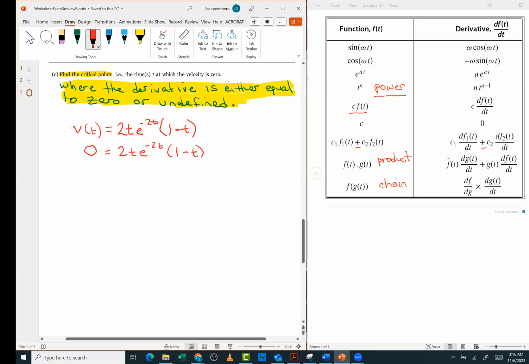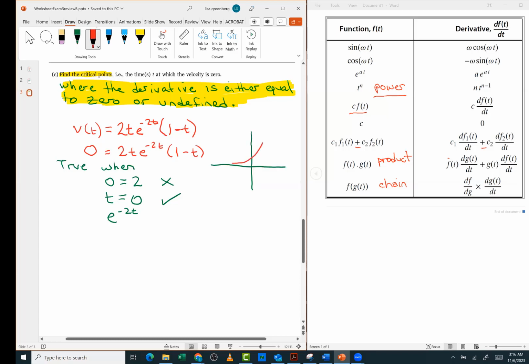Well, I have lots of things multiplied together, so let's take them all separate. This is true when 0 equals 2. Well, that's never, so I don't have to worry about that. t equals 0. That's good. e to the minus 2t, never. This never equals 0. It has an asymptote.